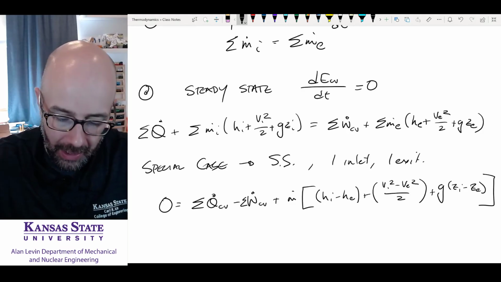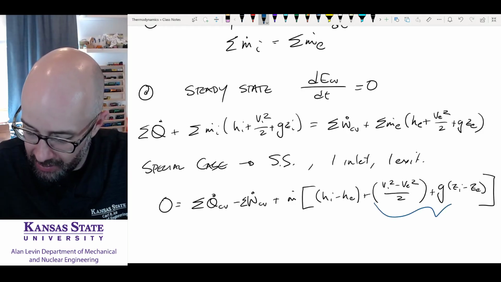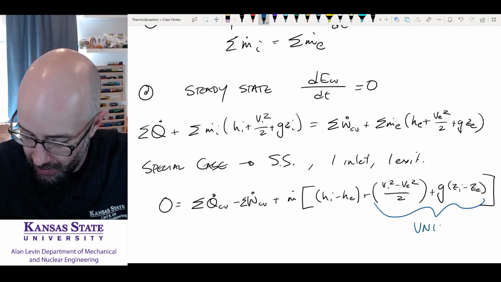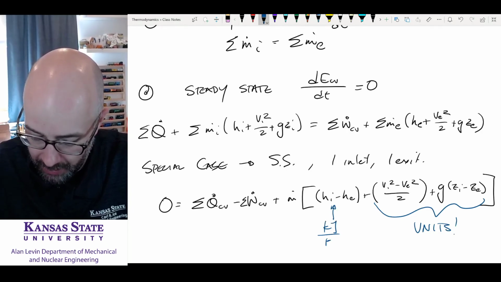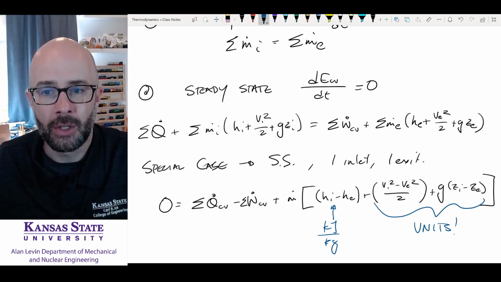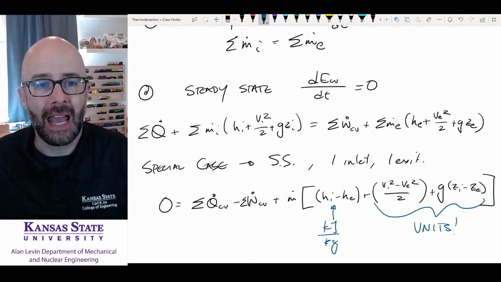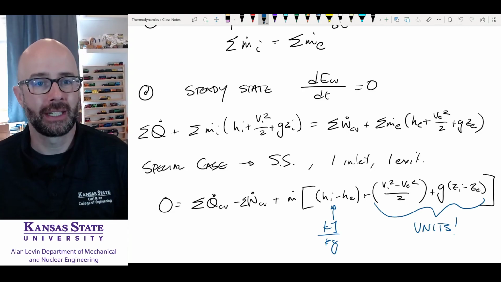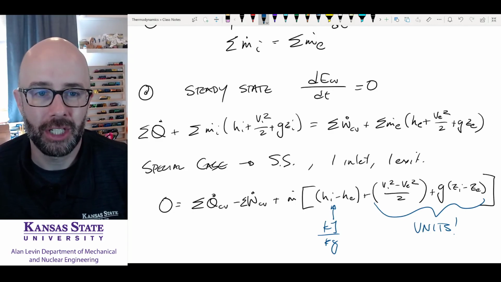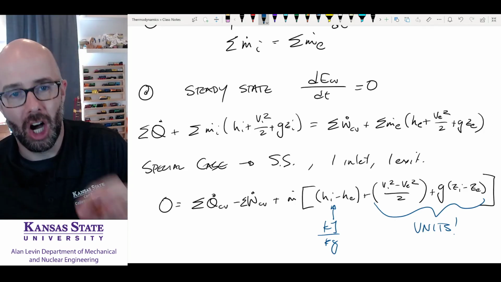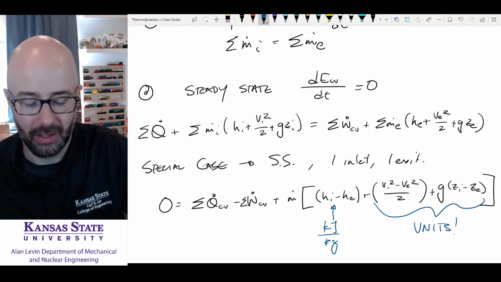Now I want you to recognize that these things cause problems because of units. Okay? The units of enthalpy are in kilojoules per kilogram. The units of kinetic energy, we're going to have to convert ourselves to kilojoules per kilogram. You can't just plug and chug. So whenever you see a problem with kinetic or potential energy effects, you're going to have to work on making sure your units work out.